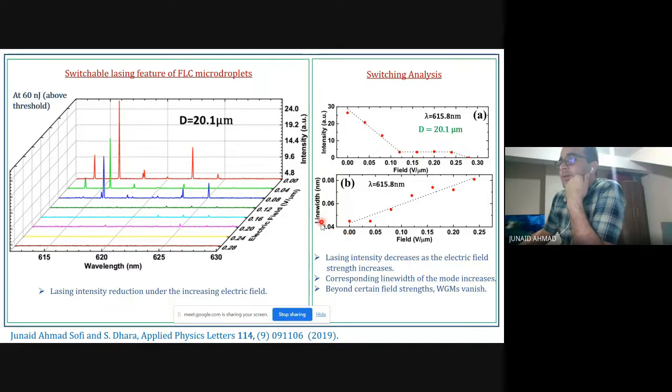And also we found that the line width corresponding to this very peak increases linearly, which suggests that the losses are increasing in these optical resonances on account of field-induced distortion. So this way we demonstrated electrically switchable lasing in these liquid crystal droplets.